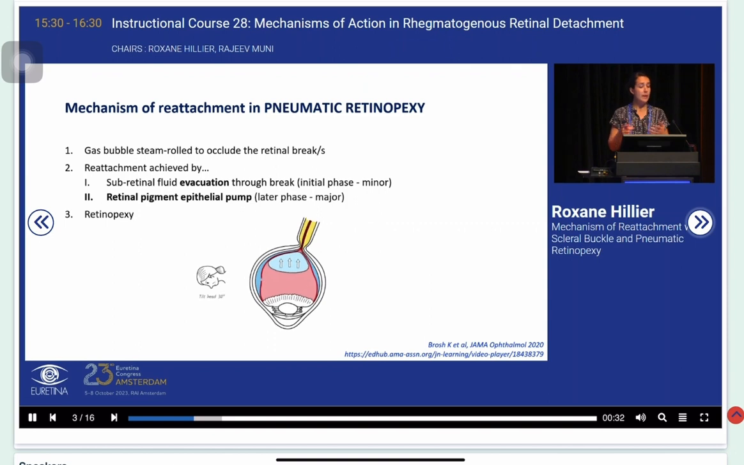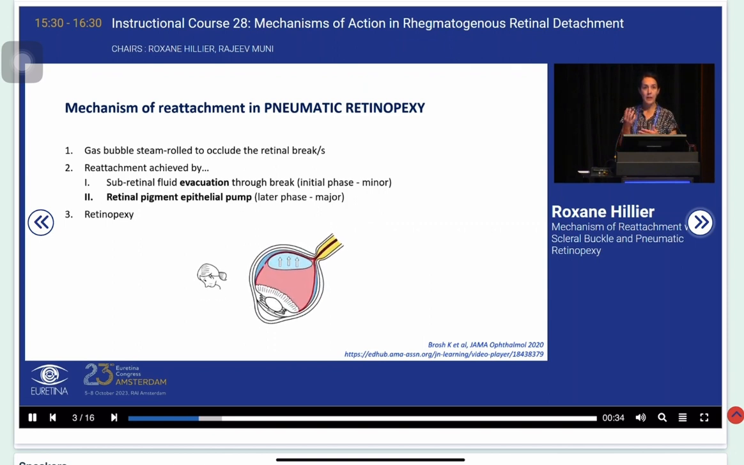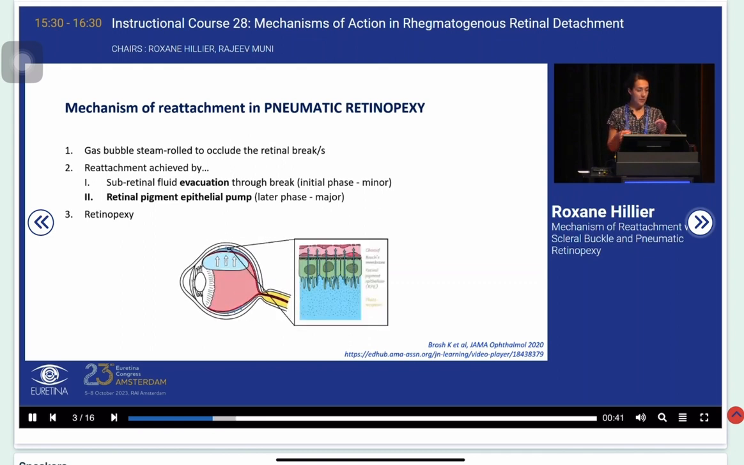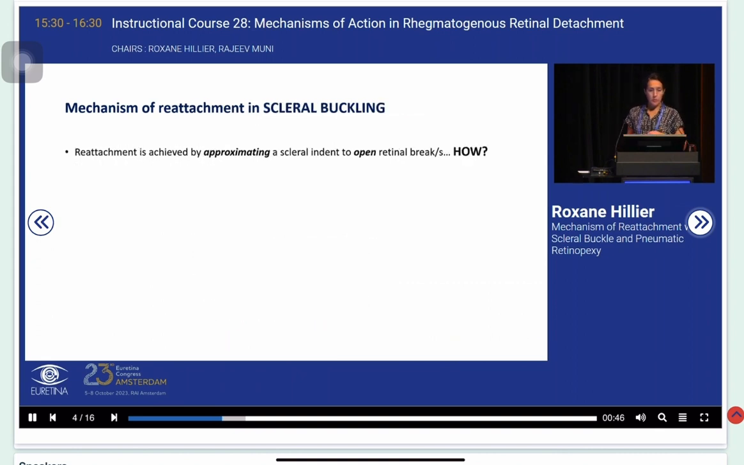And although you do get subretinal fluid evacuation through the break initially, as we alluded to, the final approach of the RPE to the retina is governed by the RPE. It's then followed by retinopexy. So, scleral buckling is a kind of magic, really. How do we achieve retinal reattachment? By approximating a scleral indent to an open retinal break, particularly if you don't drain. So there may be an element of reduced vitreous traction on account of the scleral indentation.